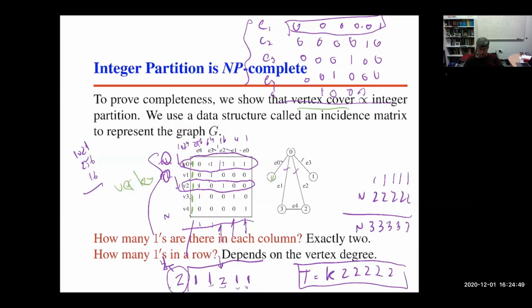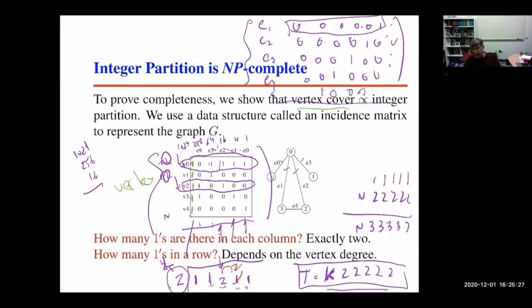Okay. And I'm going to say there is a vertex cover of size k if and only if you can get a subset of these numbers that add up to this target. Why? Well, with these individual numbers, I could turn a 1 into a 2 by adding this number, but I don't have enough to ripple through to the next digit.